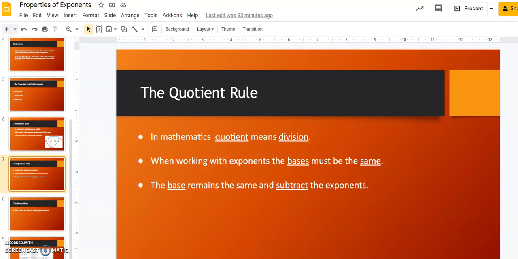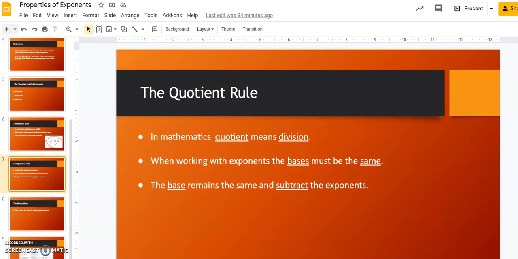When working with exponents, the bases must be the same. So that's the same as the product rule. When working with properties of exponents, we've got to make sure those bases are the same if we want to apply any of these rules. Now, if the bases are the same, then we keep that base. But as you remember previously, when we were applying the product rule, if the bases were the same, then we added the exponents. Well, here, the quotient rule, if the bases are the same, you subtract the exponents.